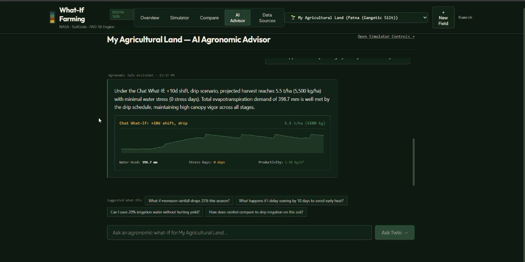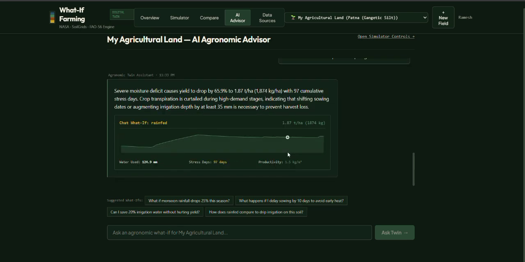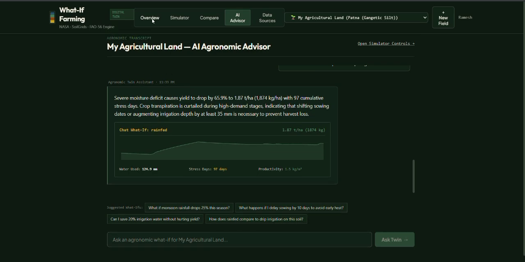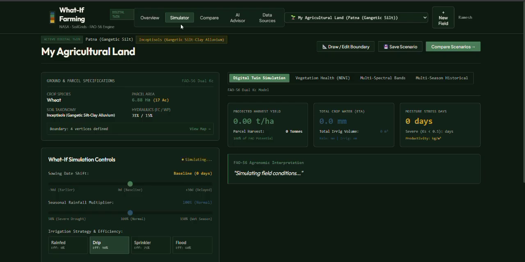For farmers who'd rather have a conversation than operate a dashboard, there's an advisor. I'll ask, what happens if I delay sowing by 10 days to avoid early heat? It runs the same simulation behind the scenes and responds with the real numbers. 5.5 tons per hectare, 0 stress days, evapotranspiration demand of 500 millimeters, plus a chart, plus suggested follow-up questions. This is the same engine, just reached by asking instead of dragging.